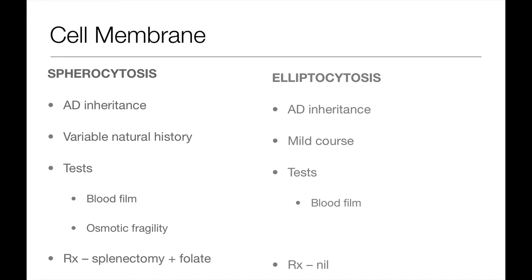Test-wise, one of the key tests, of course, is a blood film, and in spherocytosis you'll see spherocytes, and in elliptocytosis you'll see elliptocytes. There's an additional test called the osmotic fragility test, which is often used in the diagnosis of spherocytosis. In terms of treatment, because elliptocytosis is quite mild, no treatment tends to be needed. But in spherocytosis, because of the role that the spleen has, sometimes the spleen is removed in a splenectomy, and as with all hemolytic anemias, folate supplementation should be given.